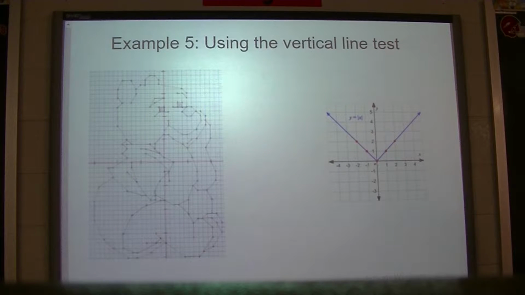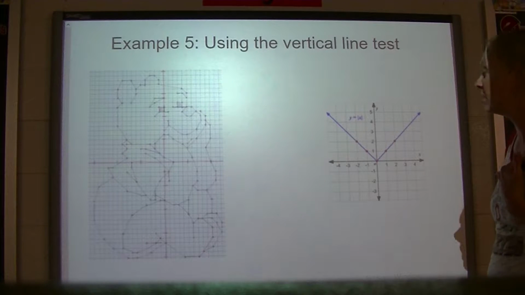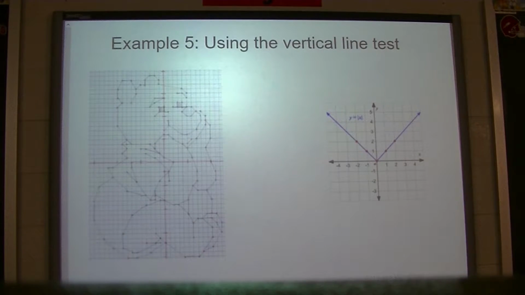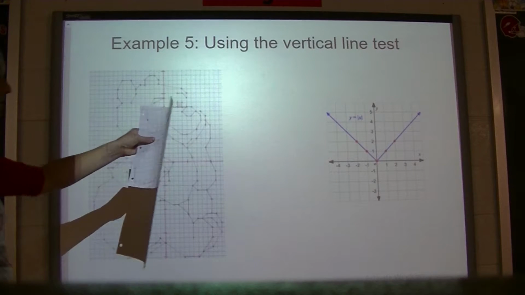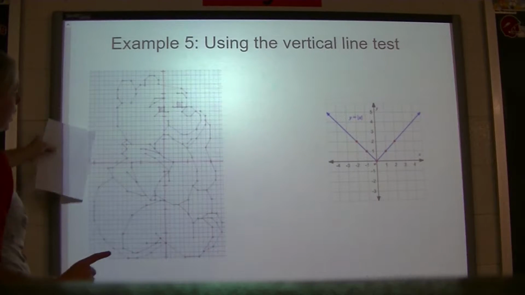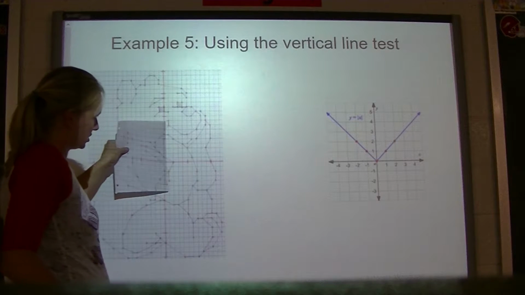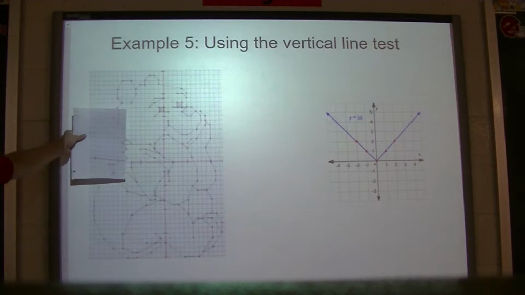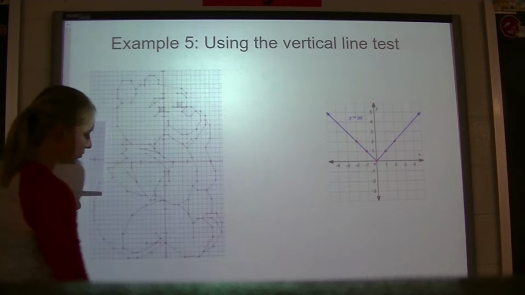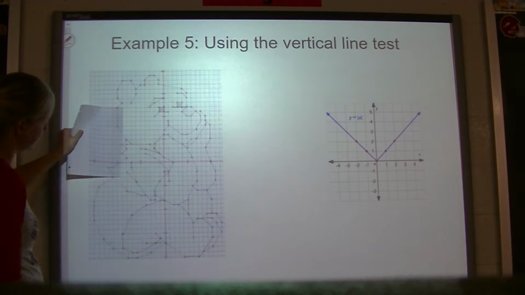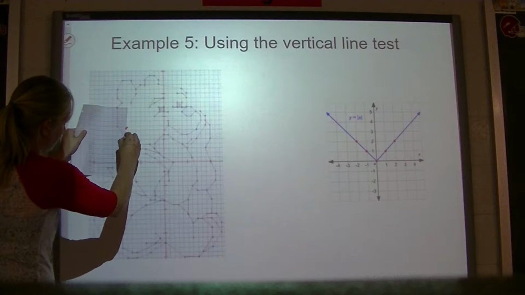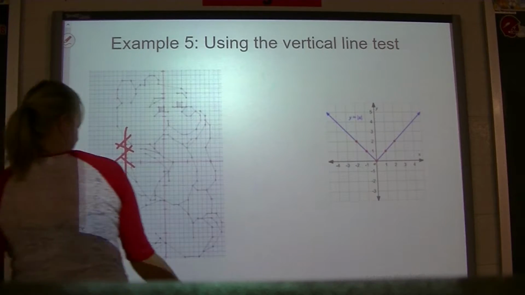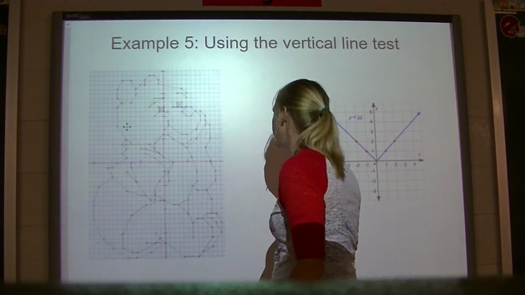Example 5. Personally, I think this is the easiest method, using the vertical line test. Take a vertical line, a piece of paper, a ruler, whatever makes a vertical line, your finger if it's big enough, and make a vertical line across your picture. And this, Winnie the Pooh here, clearly fails the vertical line test. This graph crosses the vertical line multiple times. Therefore, it fails the vertical line test. So this is not a function here.